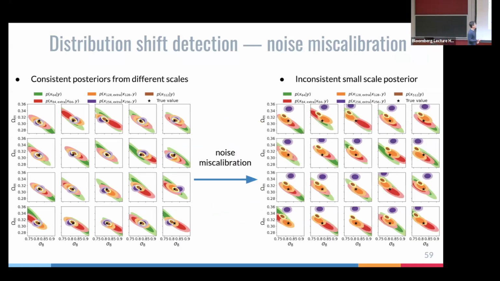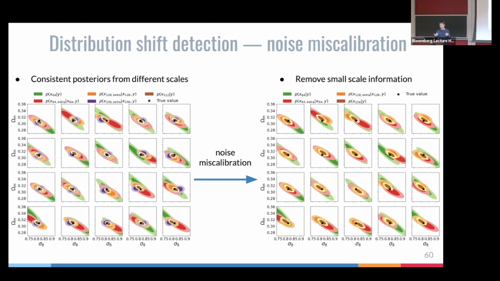But assuming you have some kind of noise miscalibration, here we assume some white noise power spectrum. That will mostly contaminate your small scales by a lot. So in this case, the purple color, which corresponds to the smallest scales, would be biased, and you can easily tell from this plot. Let's say you remove the small scale, you recover the unbiased constraints.